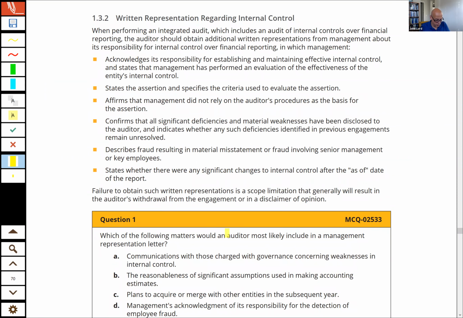Written communication regarding internal control. Okay, now when we take a look at this, this is when performing an integrated audit. This is required for public companies, and non-public companies may request us to give an opinion on internal control. If it's a non-public company and they don't request it, we are only responsible for the internal controls to obtain an understanding sufficient to evaluate the design of the control, determine the control has been implemented, and make an assessment of the risk of material misstatement.